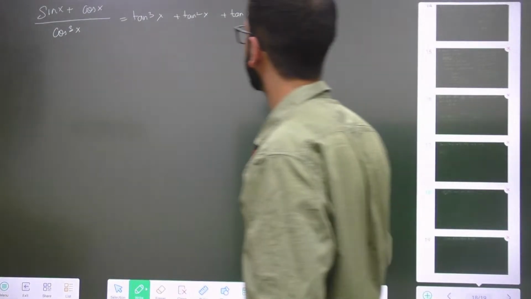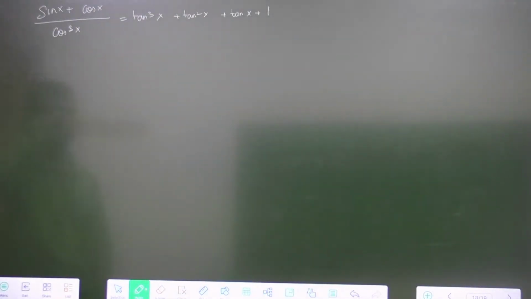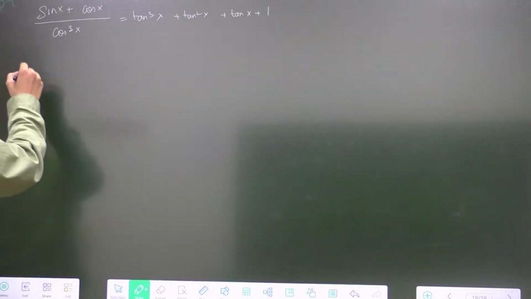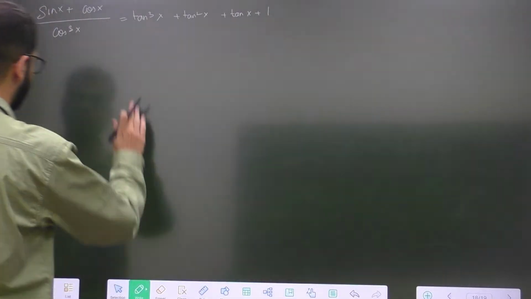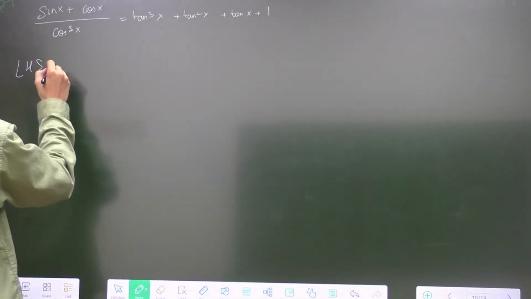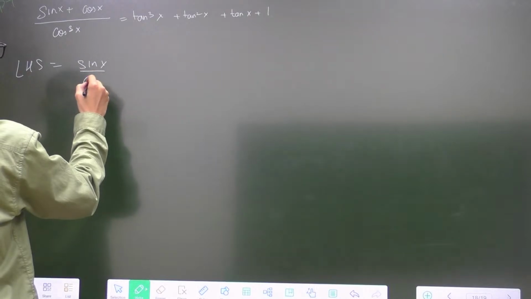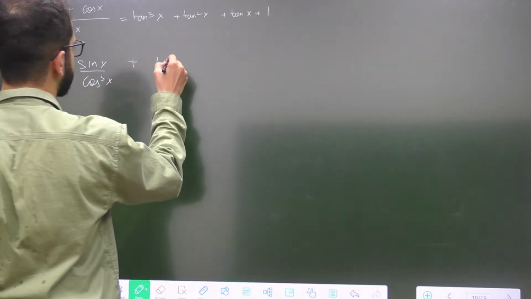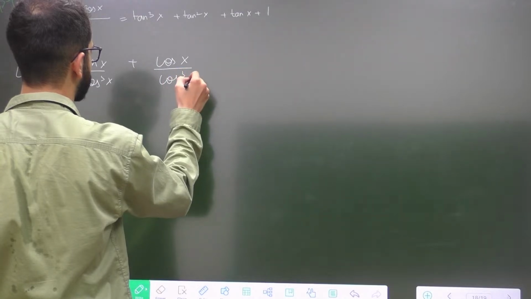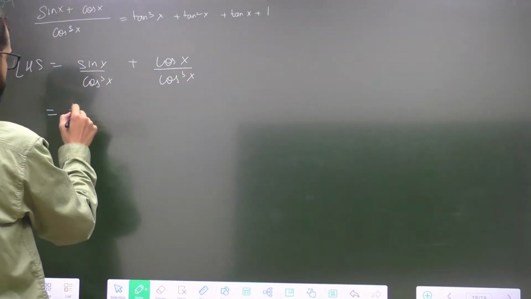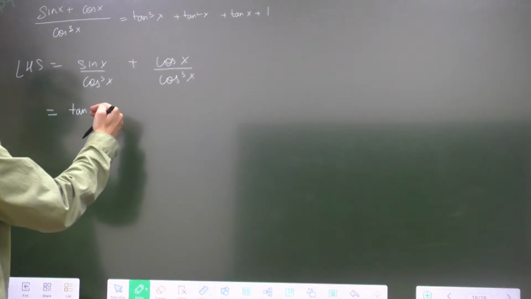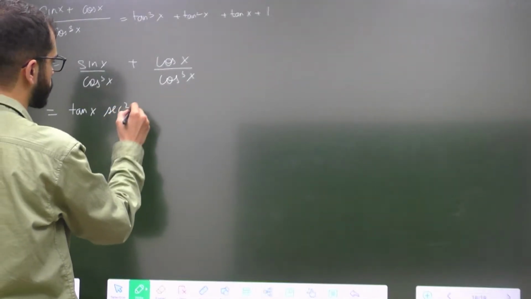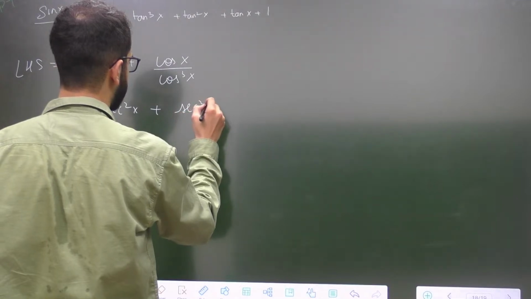Okay. Let's solve this one. This is sin x plus cos x upon cos cube x. We have to prove that the LHS is equal to RHS. Now if I want to prove this, I'm going to use LHS first. So let's see how can we solve this question. Left hand side is sin x upon cos cube x plus cos x upon cos cube x. Now this can be written as sin upon cos is tan x. 1 upon cos square x can be written as sec square x plus sec square x.